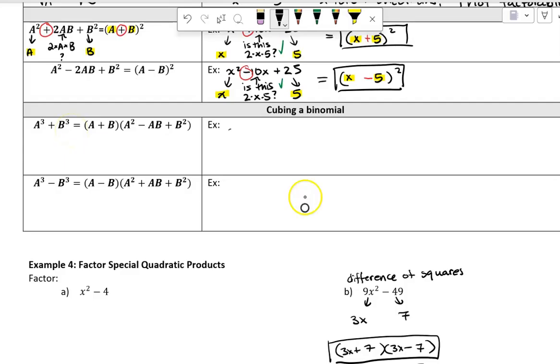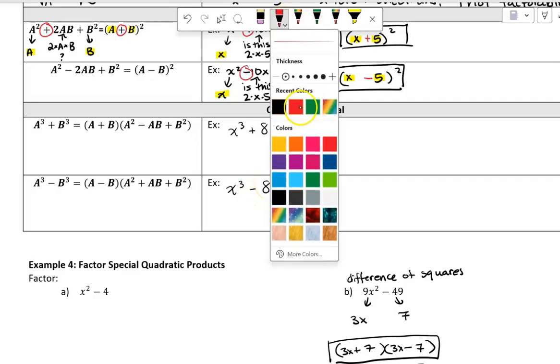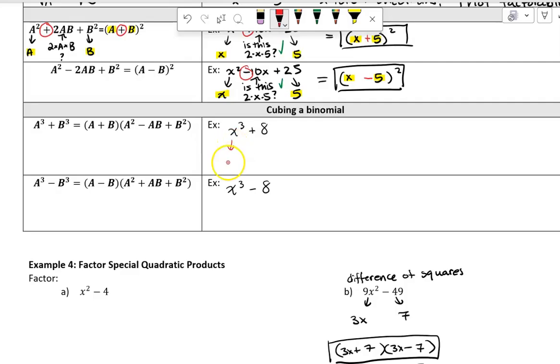So basically, if I gave you a problem with something cubed plus something cubed, or something cubed minus something cubed. And when I say something cubed plus something cubed, I mean I can take the cube root of this, it would be x, and I can take the cube root of 8, it would be 2. Basically, that means if I cube x, I'm going to get x cubed. If I cube 2, I'm going to get 8. So far, I've got some perfect cubes right here.